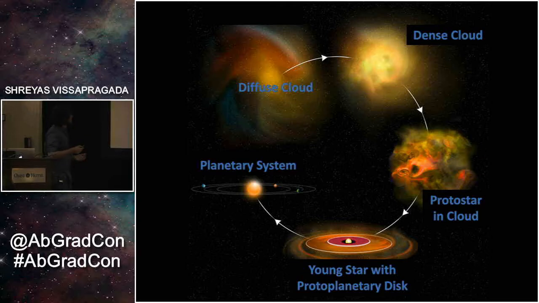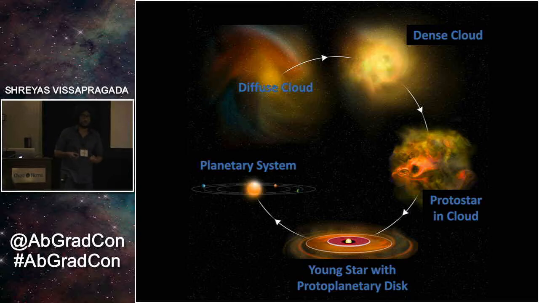So yeah, you've seen this picture before. You start off with a large, cold cloud of gas and dust in the interstellar medium. Parts of this cloud can become overdense and get denser and denser and hotter as they accrete more material, thus forming a baby star or a protostar.